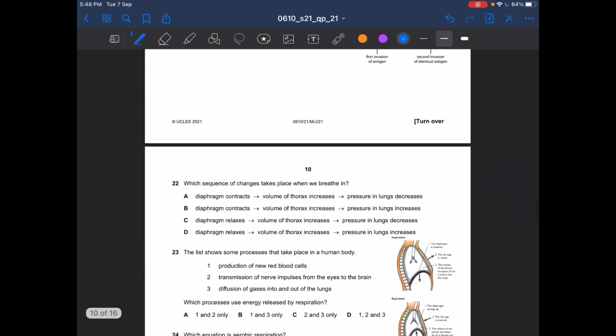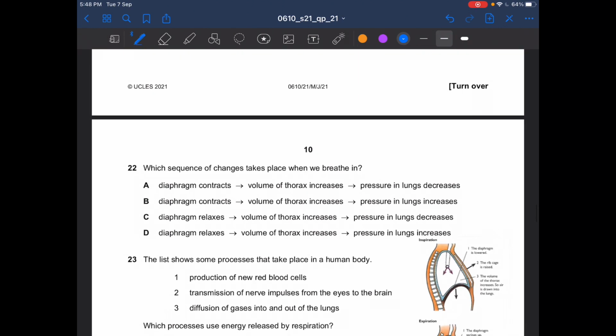Next question. Which sequence of changes takes place when we breathe in? When we breathe in, our diaphragm contracts, so it can't be C, can't be D, and the volume of the thorax increases and hence the pressure decreases. So the answer should be A.